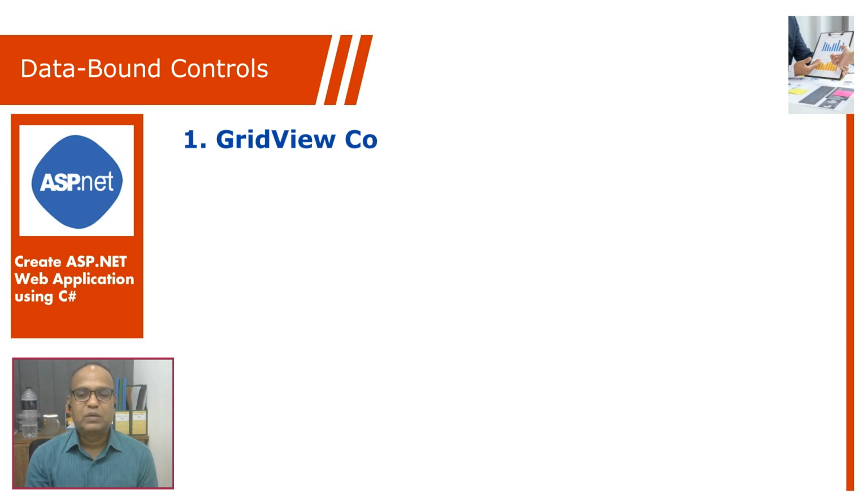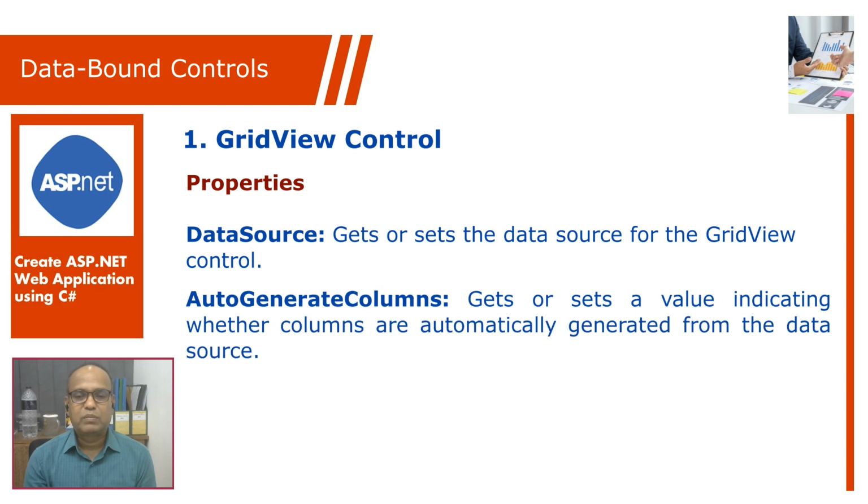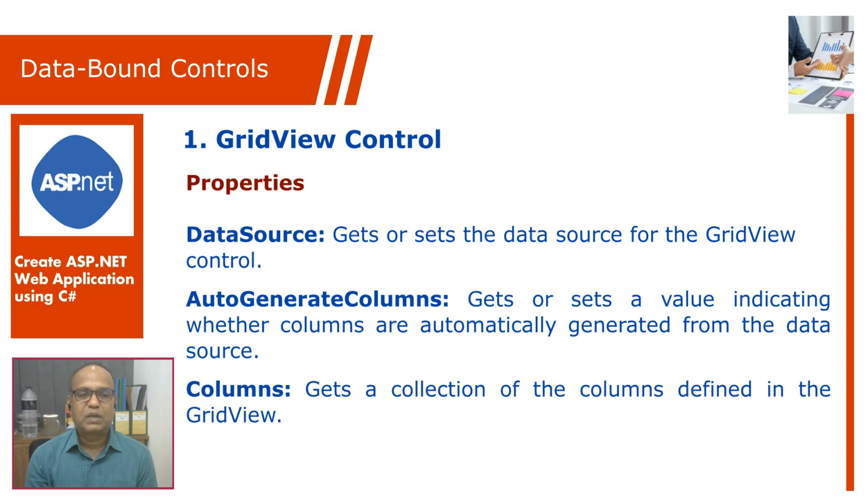GridView control. GridView control is ideal for displaying tabular data with features like sorting, paging, editing. It is more feature-rich compared to the other two. Properties. Data source gets or sets the data source for the GridView control. Auto-generate columns gets or sets a value indicating whether columns are automatically generated from the data source. Columns gets a collection of the columns defined in the GridView.